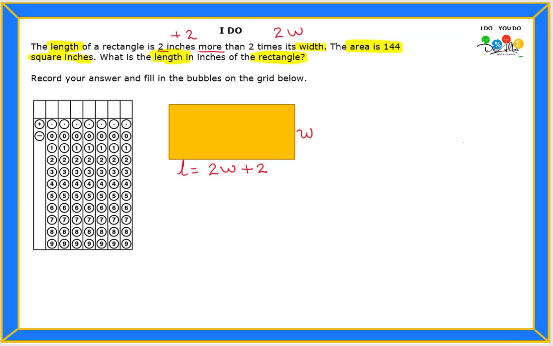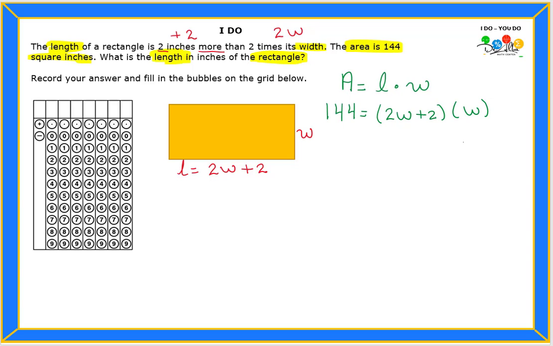So the first thing I want to do is I need to write down the formula for the area for the rectangle. And that will be length times width. And the area is 144 square inches. I'm just going to write down the number 144, but we know that it's square inches, right? The length is going to be represented with 2W plus 2, and the width is just the W.